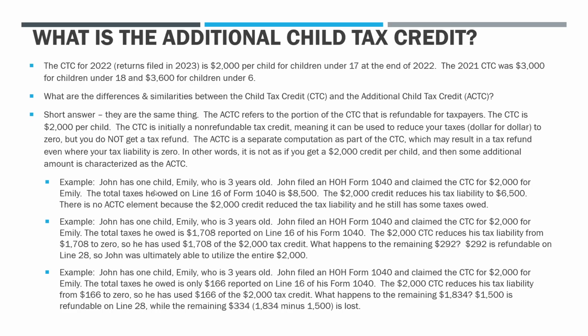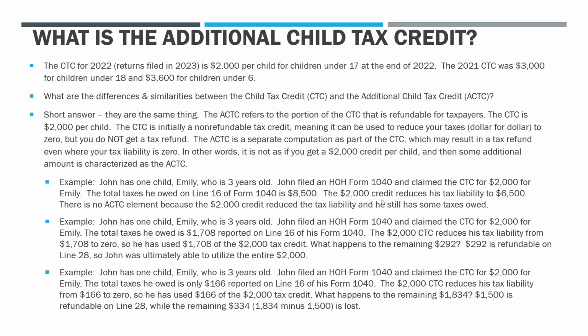So the example we're going to be using here, we have John, who has one child, Emily, who's 3 years old. John's a single parent, head of household, so he files head of household Form 1040, and he claimed the child tax credit of $2,000 for his daughter, Emily. Now, the total taxes that John initially owed, on line 16 of his Form 1040, was $8,500, okay? The $2,000 child tax credit was a dollar for dollar reduction in his taxes owed, and so it lowered his taxes to $6,500.